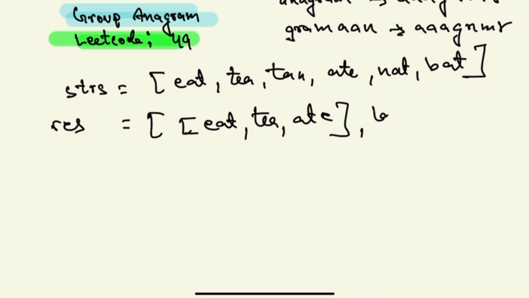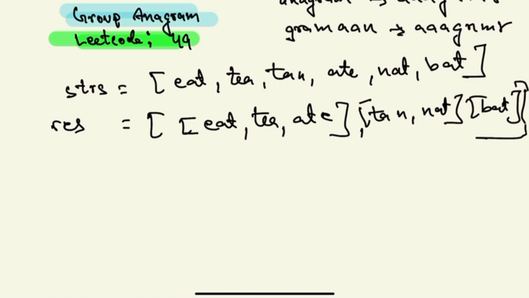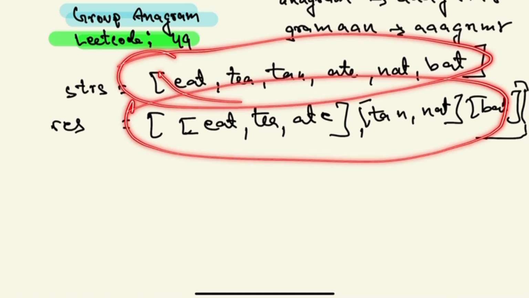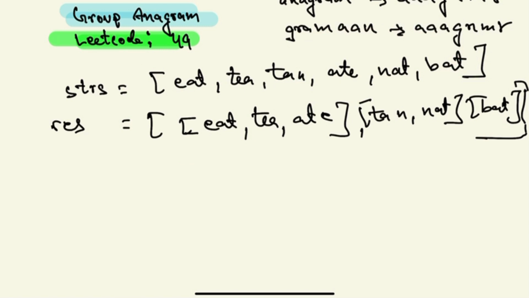Now the other group would be tan and nat. Okay, and then we have one more which is bat, right? So now finally we got 3 groups of anagrams. So ये basically हमें find out करना है. So we learn about the input format and the output format, right? कि ऐसा आपको एक array of strings मिलेंगे and then we need to provide back the group of anagrams, right?